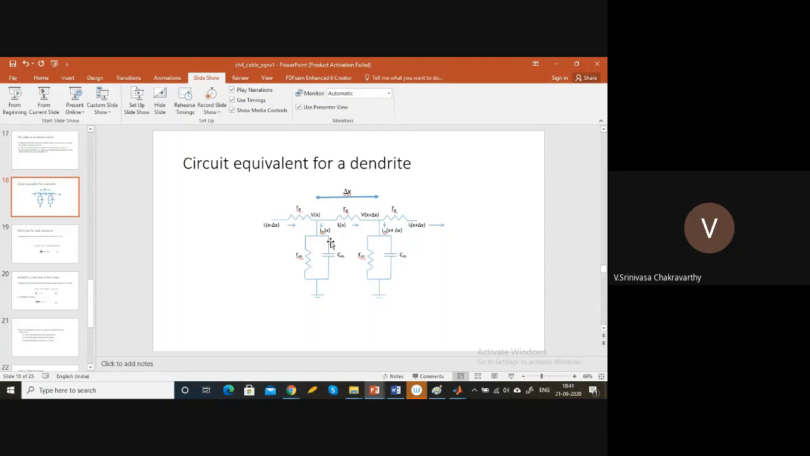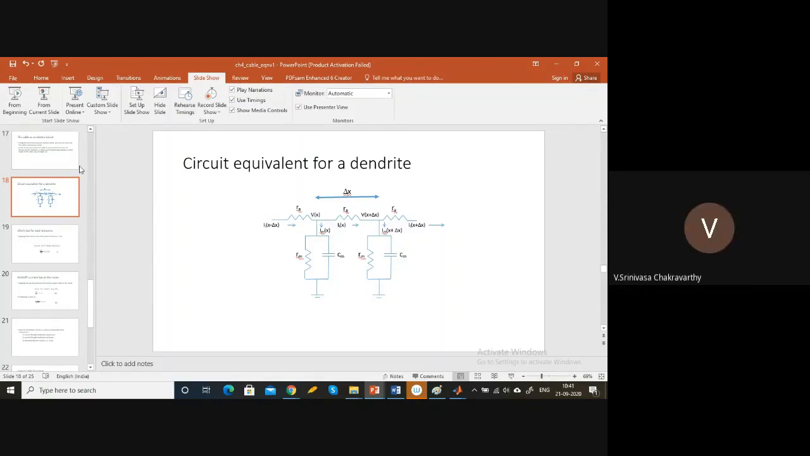But when you are describing the variation for a cable, in a cable we are only interested in what happens along the length of the cable. We are not interested in what happens in the cross section of the cable. So we assume that within the cross section, everything is uniform, and we don't want to look at the cross sectional details and the diameter and all that.